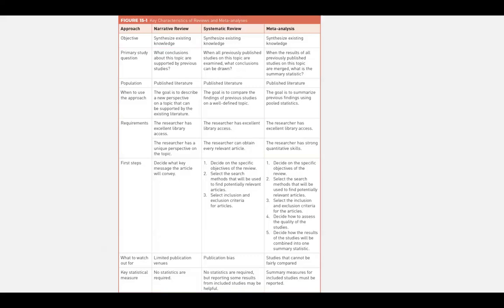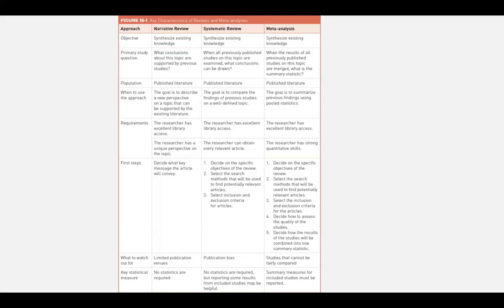Now, our synthesis reviews, our synthesis research can be what's called a narrative review. It can be a systematic review or a meta-analysis. And again, when would you pick one versus the other? Hopefully you can say with confidence, what is your study goal, right? What is your primary question? What are the conclusions about this topic that are supported by previous studies? That's narrative. When all previously published studies are examined, what's the larger conclusion that can be drawn? That's going to be more systematic. When the results of all previously published are merged, what is the summary statistic? That's a meta-analysis. So again, depends on what our goal is, depends on what our question is.